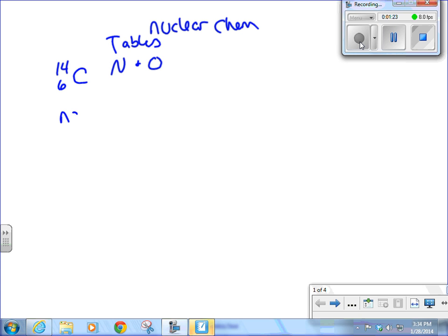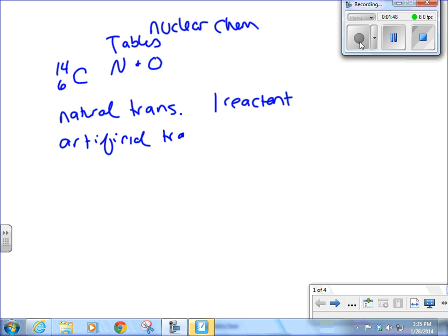Natural transmutation. Natural transmutation is any transmutation that just happens, okay? It has one reactant. After our chemical reactions unit, you should know what a reactant is. One reactant, okay? Artificial transmutation means you hit it with something. So you're going to have two reactants. That means you're going to have a plus sign on the left.